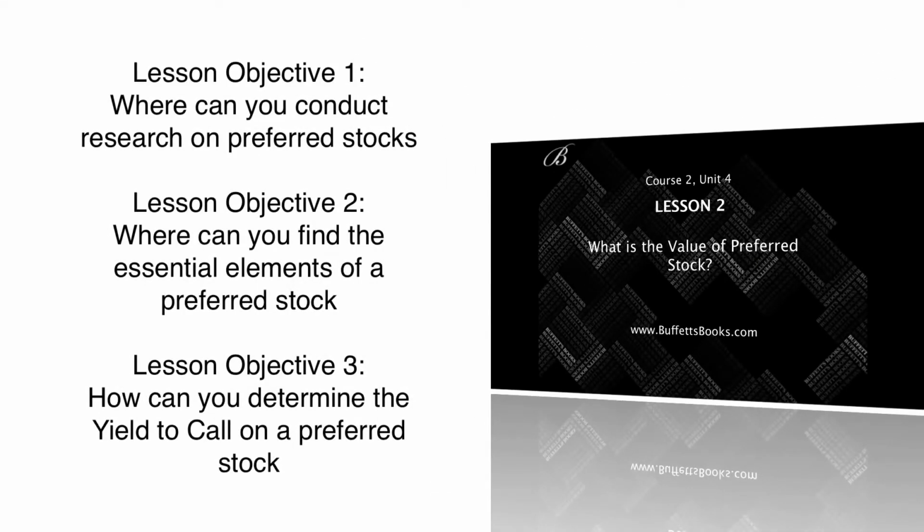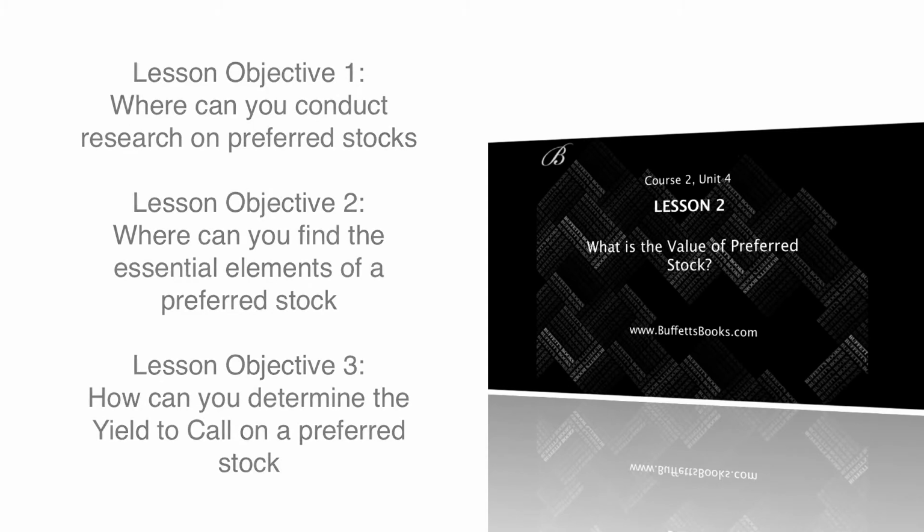In this lesson, we're going to learn 3 lesson objectives. The first lesson objective is, where can you conduct research on preferred stock? The second lesson objective is, where can you find the essential elements of preferred stock? And the third lesson objective is, how can you determine the yield to call on a preferred stock?